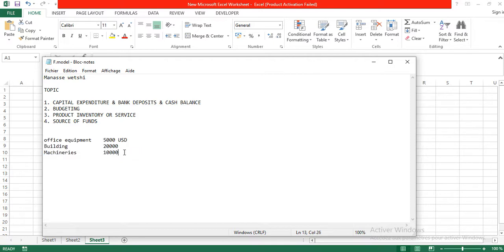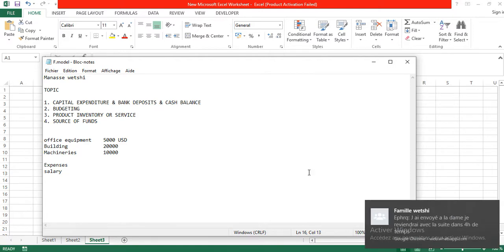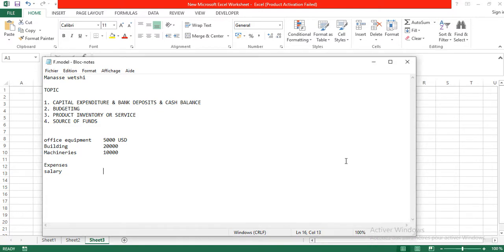Then the next thing you have here, assume you have expenses. For instance, like salary. Salary is a short-term expense. If you understand, you are paying 1,000 for salaries.